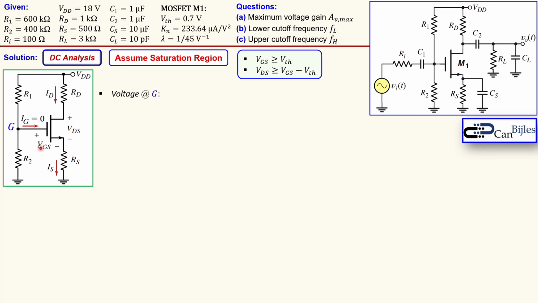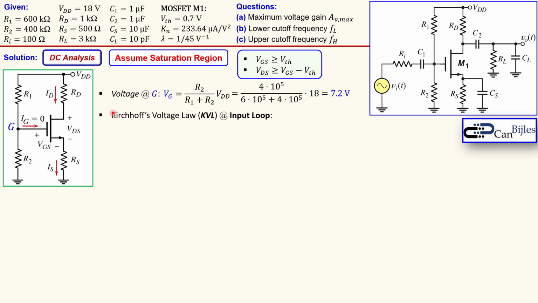So how do we do that? Since there is no current in the gate, we can apply the voltage divider rule at the gate node, and that is shown here. So VG is R2 over R1 plus R2 times VDD. Now you substitute the values: 400 kilo ohm, 600 kilo ohm, and 18 volts. You get exactly 7.2 volts at this node with respect to ground.